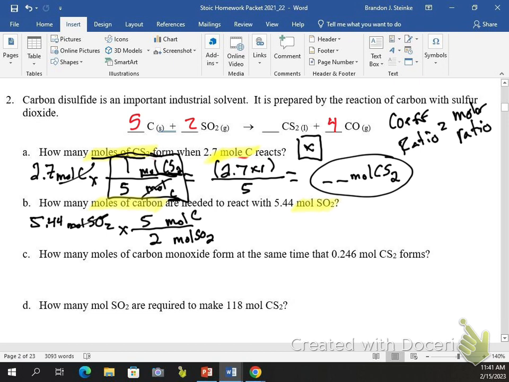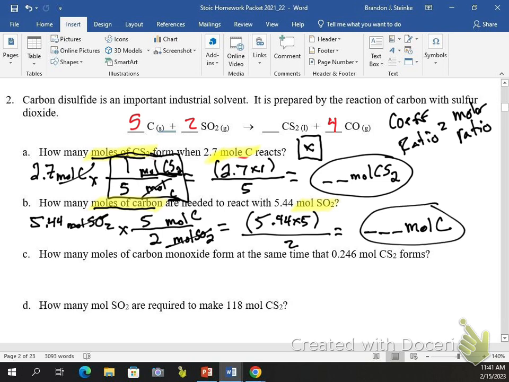Cross out moles of SO2. I'm currently in moles of carbon. What do I want to be in? Moles of carbon. So do I need to do anything else? I'm done. Put it into your calculator. This should be 5.44 times 5. That answer gets divided by 2. And then I should have 3 sig figs of moles of carbon as my answer.